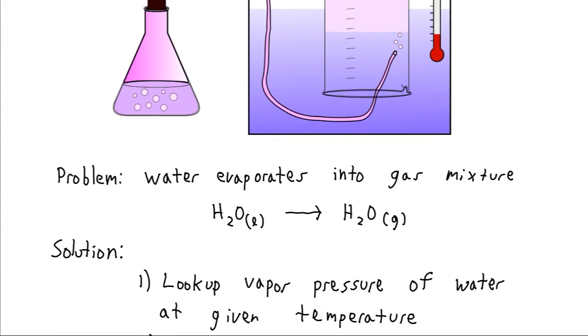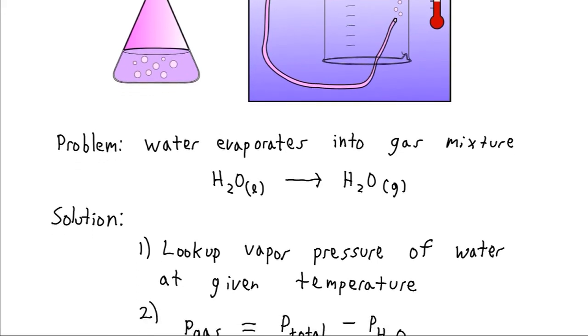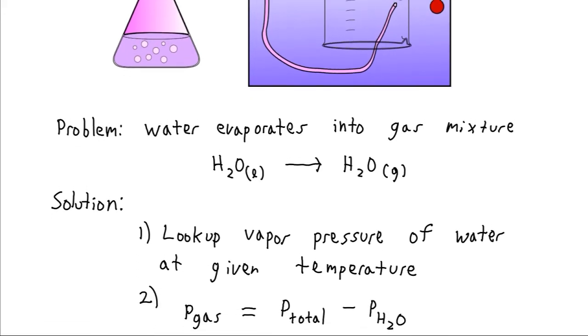This is going to depend on the temperature. So we'll have to consult our chart for whatever temperature we're at and see what the vapor pressure of water is at that temperature. But once we look it up, then we can just subtract it from the total pressure, and whatever remains is the pressure of our gases in our container.